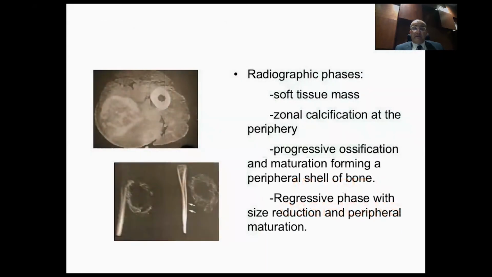And it passes through several phases. First, it's a soft tissue mass without any ossification. Then it shows zonal calcification at the periphery, progressive ossification and maturation, forming a peripheral shell of bone that's empty from the inside.